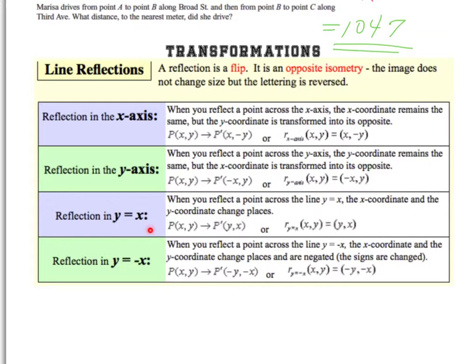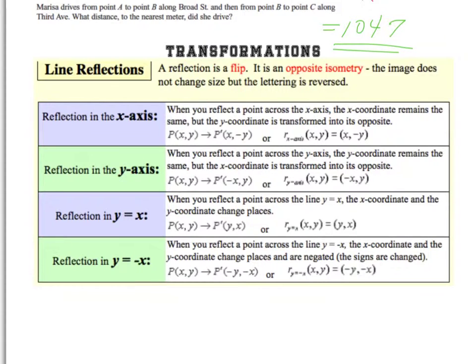When you reflect in that line y equals x, which is the identity function, you're really just interchanging the two coordinates. And then we didn't really talk about this one, but I added it in here anyway, just in case it happens to pop up on the test. Basically, if you're reflecting in the negation of the identity function, y equals negative x, you interchange them still, but you negate both points.